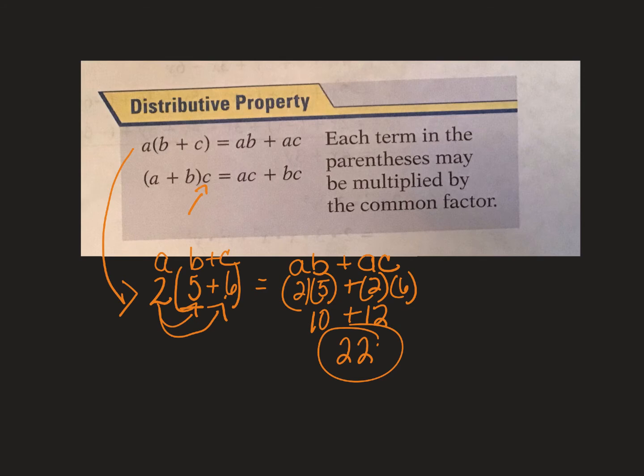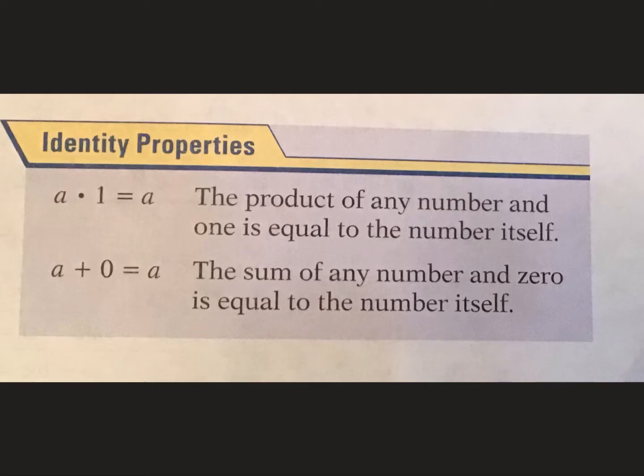That applies the same with the number on the outside of the opposite side of the parentheses. You're going to do the exact same thing. Okay? So you're going to have C times A, that's how you get AC. C times B, and that's how you get BC. You always list the first letter that comes in the alphabet first, okay? Let's move on to the inverse property.